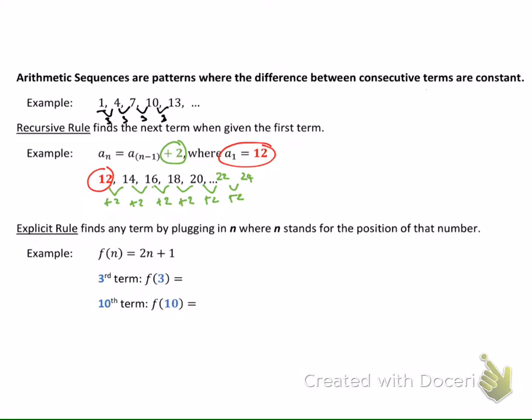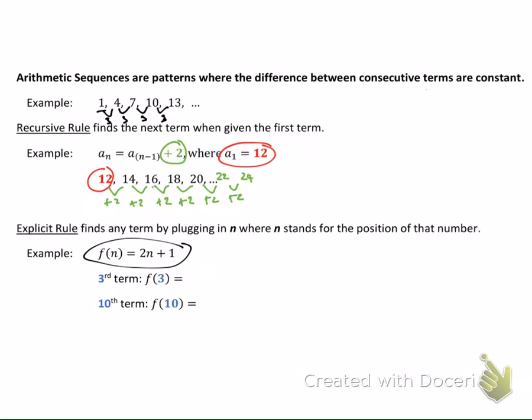That's the recursive rule. The explicit rule says I'm going to find any term, and you can plug in n, where n stands for the position of that number. So if I wanted to find, say, the 5th number in that pattern, I would plug a 5 in for n. And if I want to find the 10th, I'd plug a 10 in. In this case, here's my function: 2n plus 1. I'm going to try to find the 3rd term. That means I'm going to plug in 3 for the n.